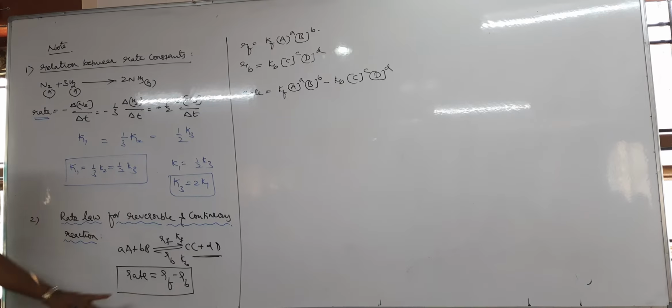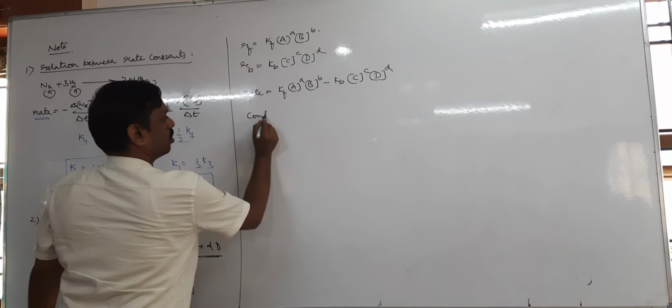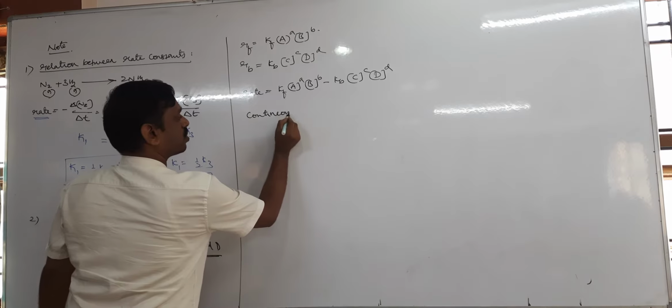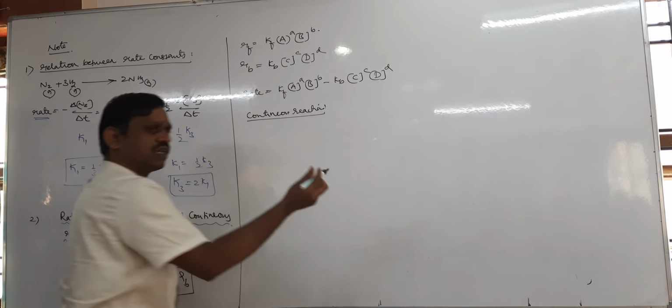And if you remember, this is enough, Rf minus Rb. Okay, next is continuous reaction. Tell me, what is the meaning of continuous reactions? The reactions which take place continuously.